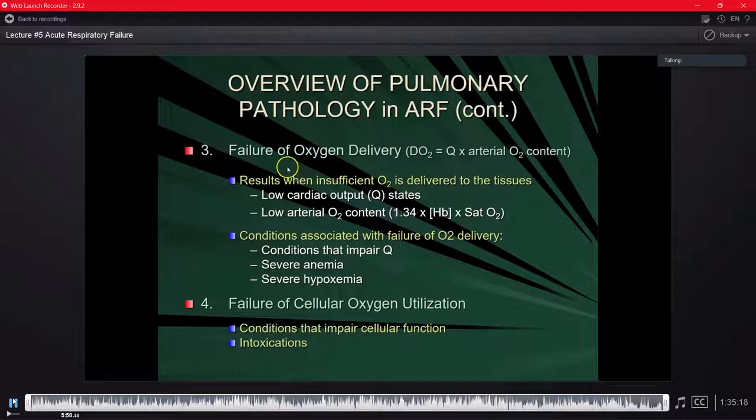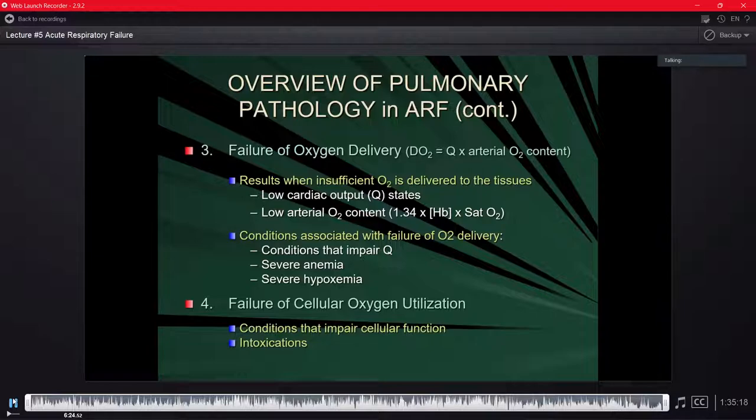Okay. But what I want to get after here is we have O2, but it's not getting where it needs to go. And where it needs to go is the tissues. So I have decreased cardiac output. Okay. It's because it's not getting to the tissues. And I have low arterial O2 content. Conditions, this can be caused by a variety of things. Particularly anemia is a big one. We have hypoxemia.